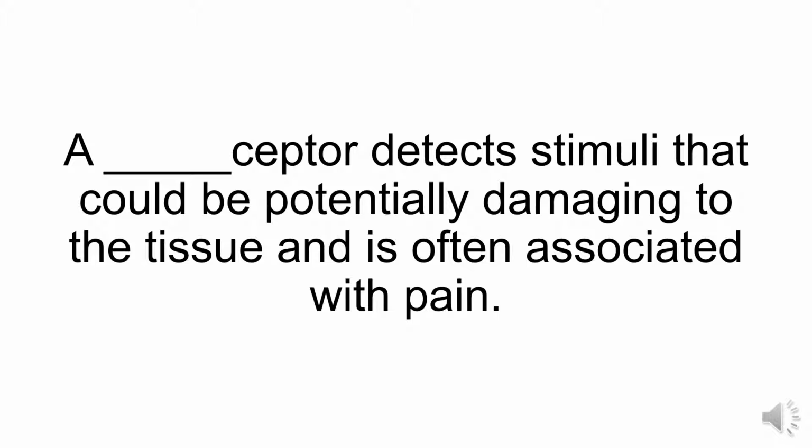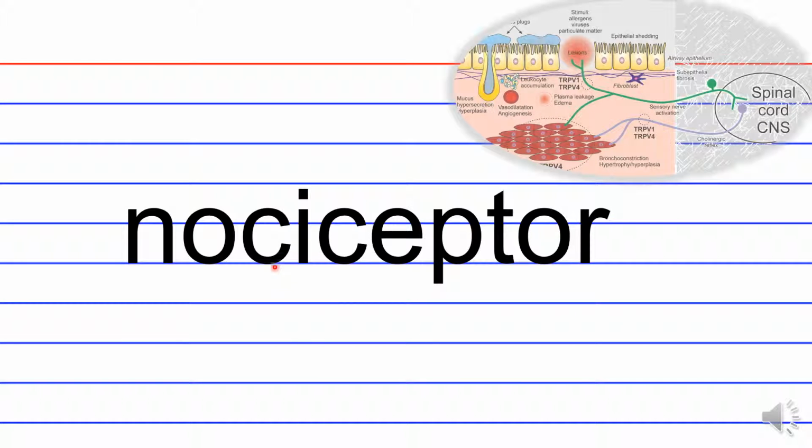A blank receptor detects stimuli that could be potentially damaging to the tissue and is often associated with pain. So what type of receptor is this? That would be a nociceptor, and the specific name for the nociceptor is the TRPV1.